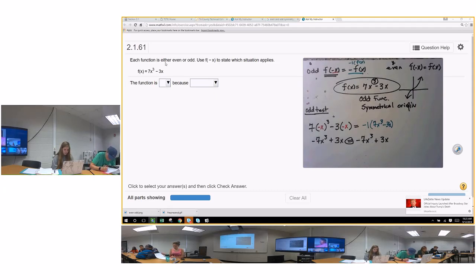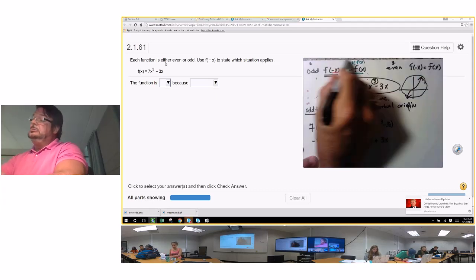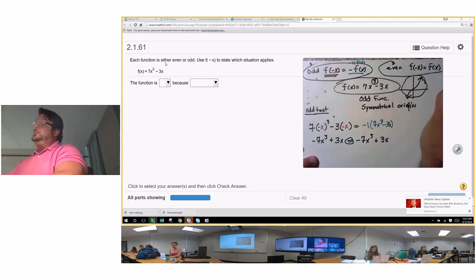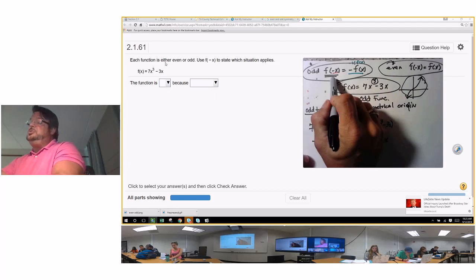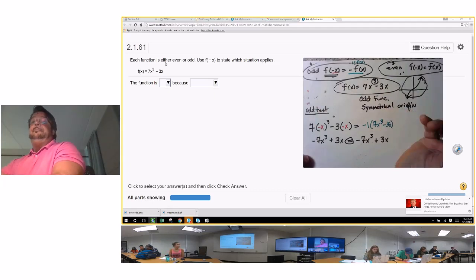This is how you tell graphically, and this is how you tell algebraically. And if it's not these two, well, what if it wasn't this one? Then you try this one. And if it's not this one, then it's what? Neither.